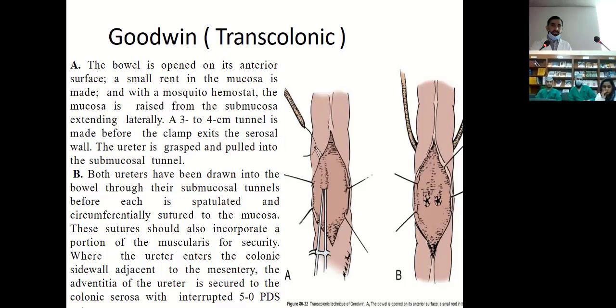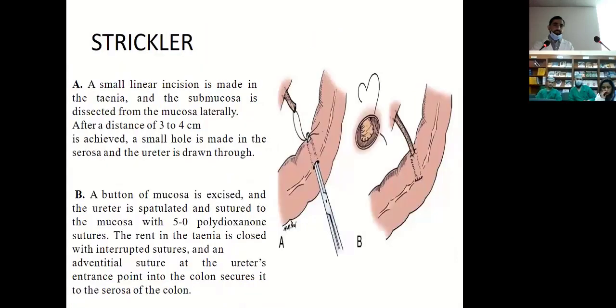Both ureters are drawn into the bowel through their submucosal tunnels, and each is spatulated and circumferentially sutured to the mucosa. These sutures should also incorporate a portion of the muscularis for security. Where the ureter enters the colonic side wall adjacent to the mesentery, the adventitia of the ureter is secured to the colonic serosa with interrupted 5-0 PDS.